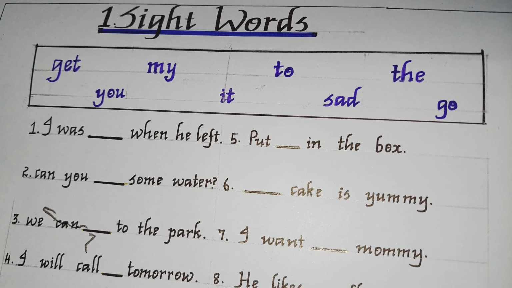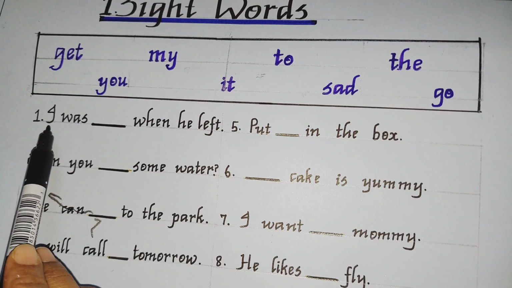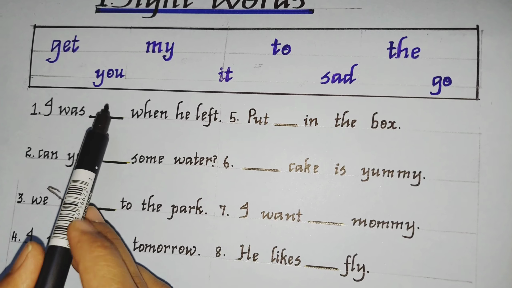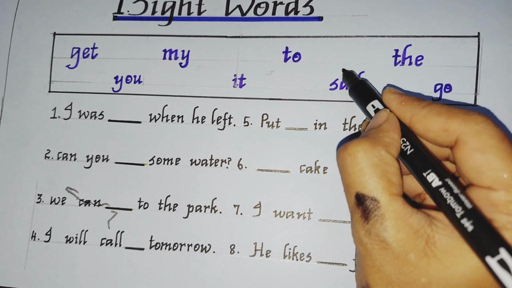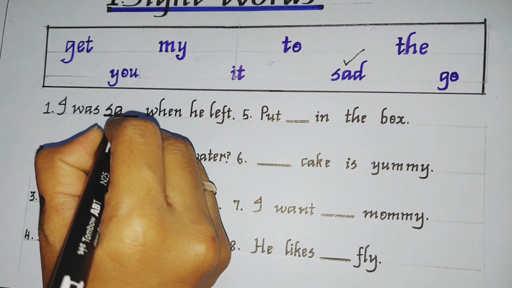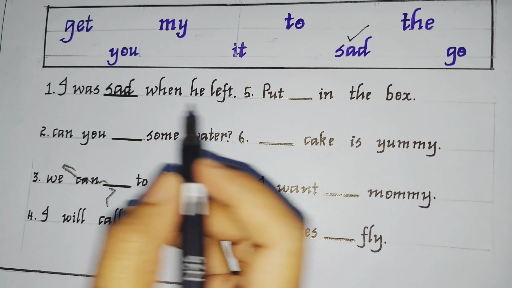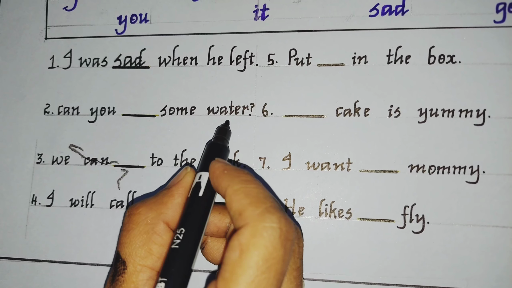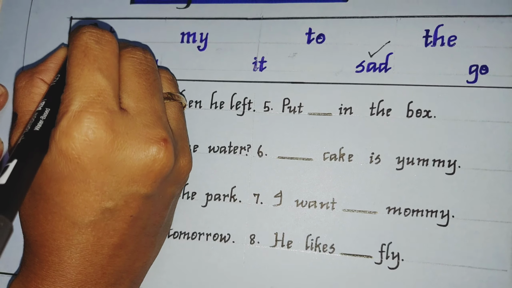So these are the sentences where we are going to fit these sight words. The first sentence is I was dash when he left. The answer is I was sad. S-A-D, sad, when he left. The second sentence is can you dash some water? The answer is get, G-E-T, get.